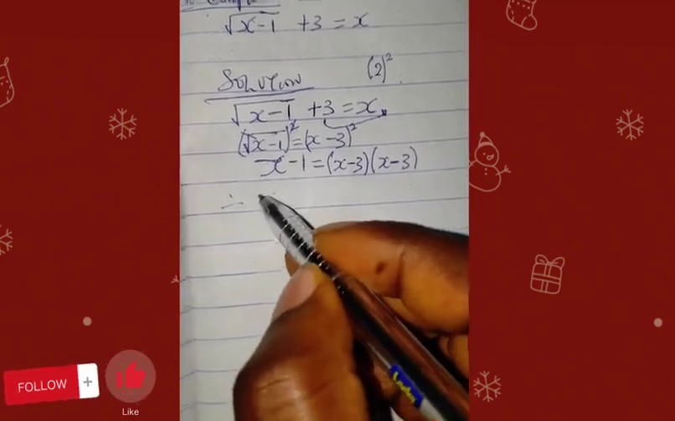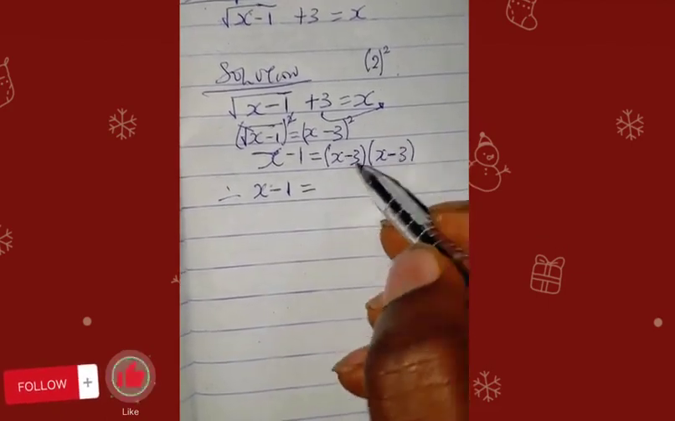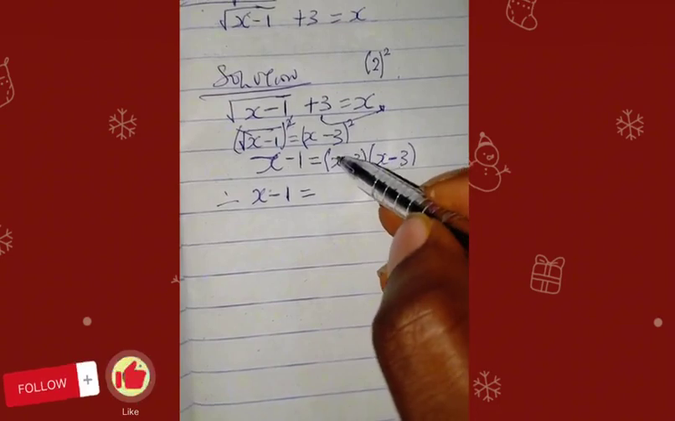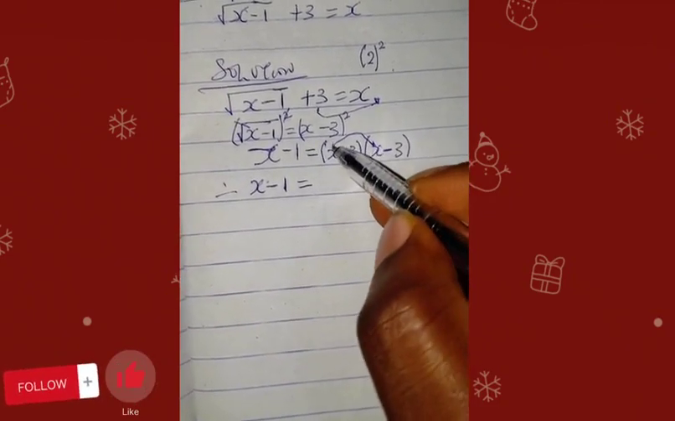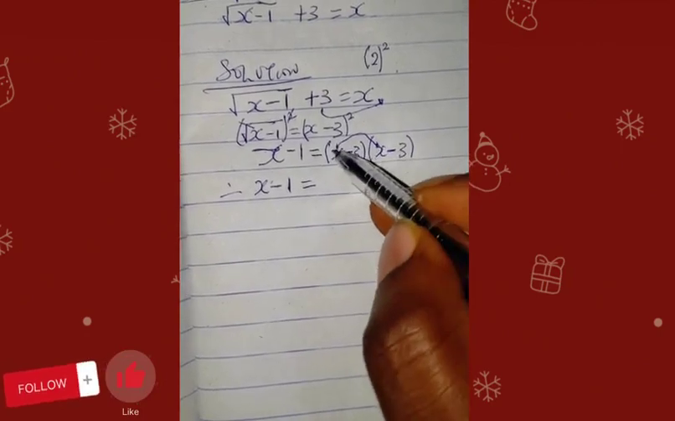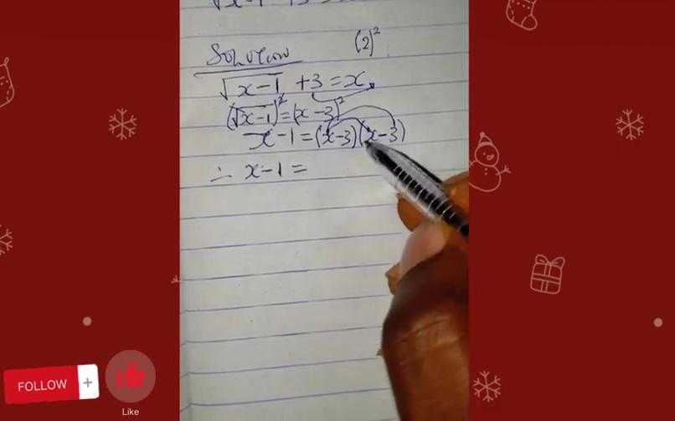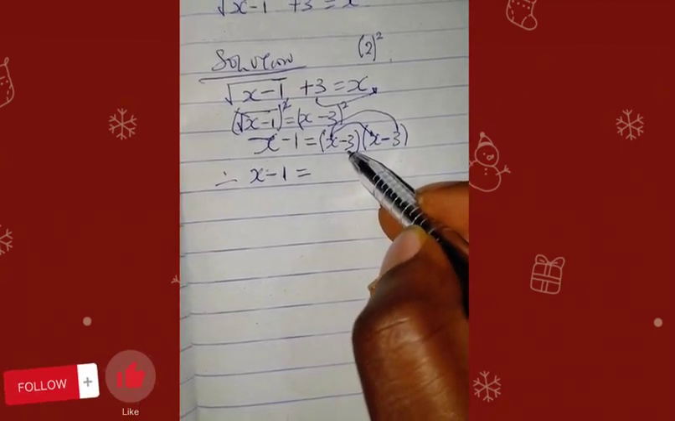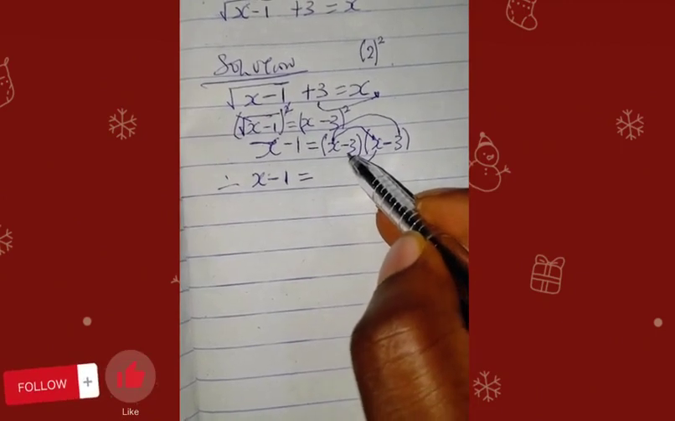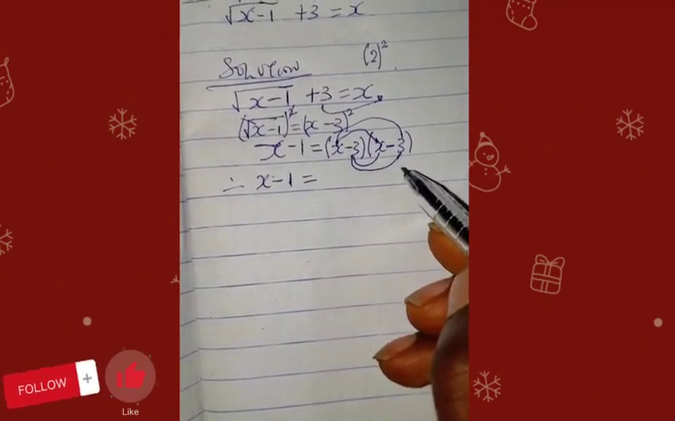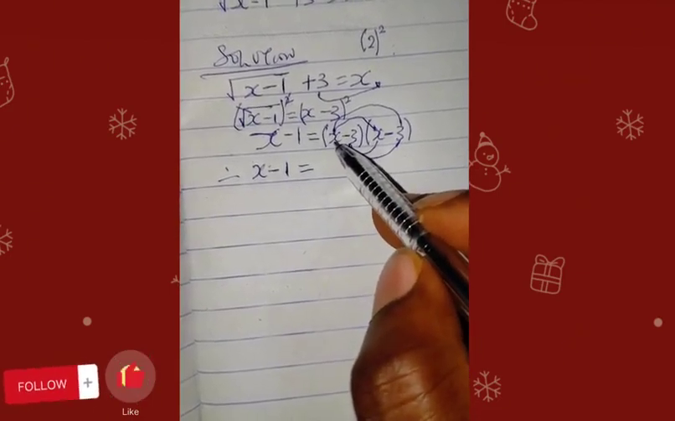Now you continue, you say therefore x minus 1 is equal to, now we will expand this. Don't forget, in expanding you use this x times this first x here, then this same x times this second value here. Then also you move to this other one, minus 3 times this first value in the other bracket, then this same minus 3 times the other value in the other bracket. Now let's start from the first bracket.